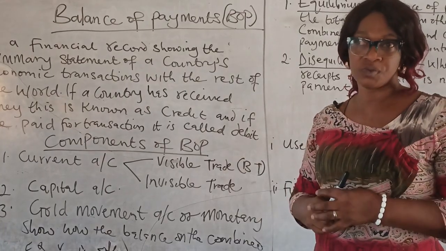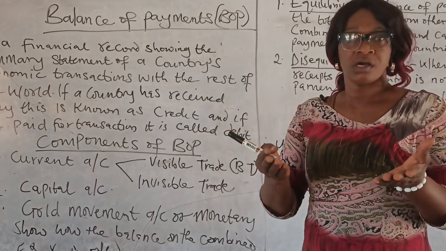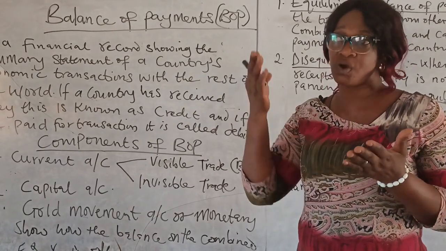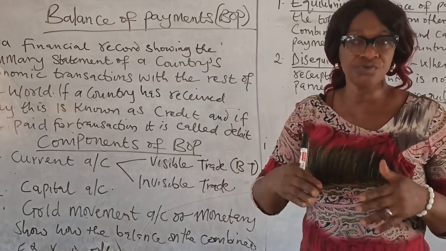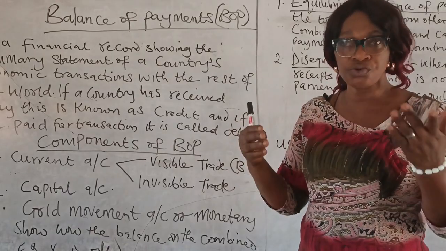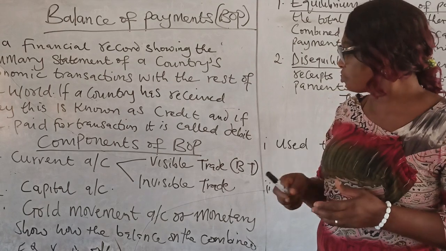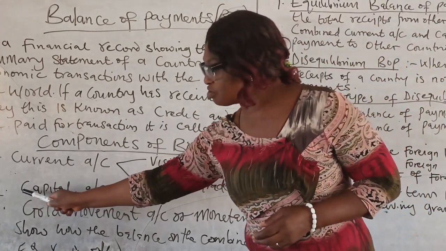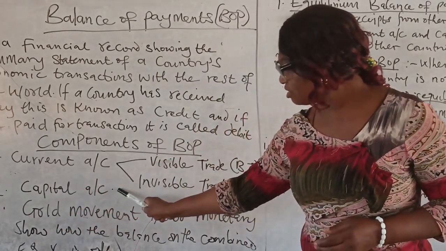For example, advanced countries, they render services to our own country. For example, all these Julius Berger that you are seeing in our country, constructing roads, dams, schools, they are from foreign countries. That's an example of what? Invisible trade. Then let's go to number two of the components, which is capital account.